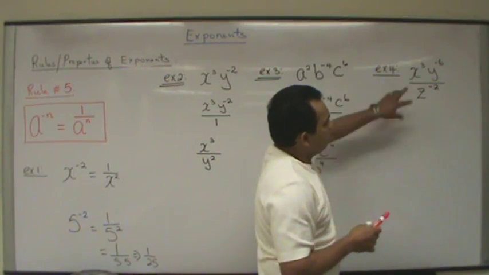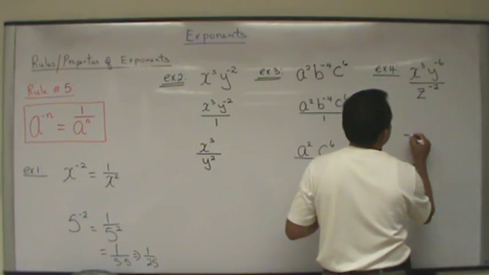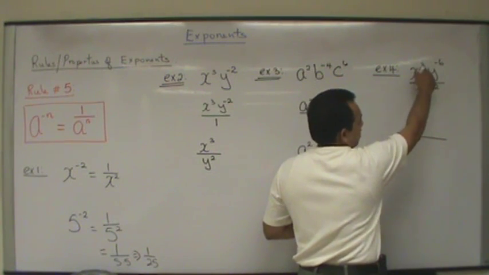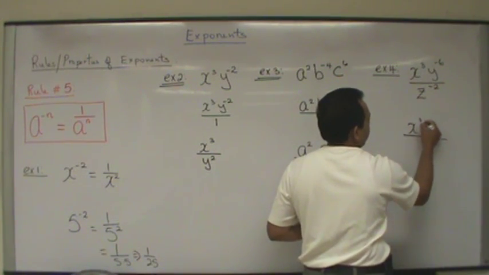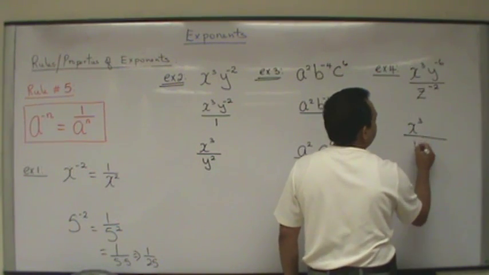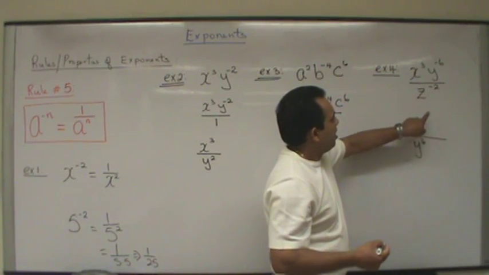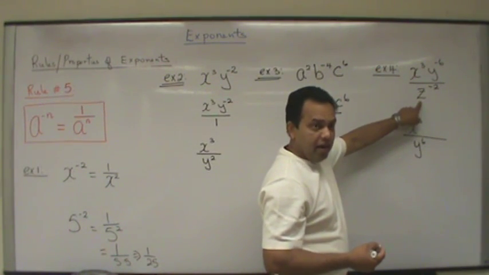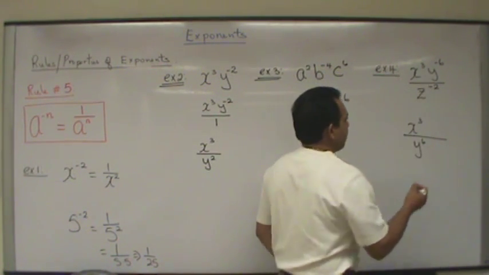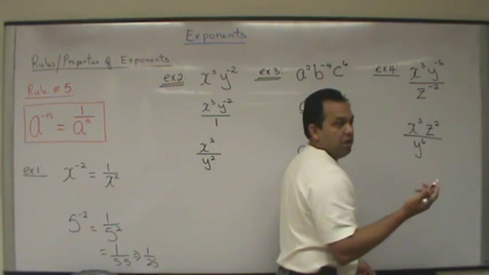Well, the bases are all different, so I can't do any simplification, but I could start moving things around. The x has a positive exponent of 3, so that stays where it is. The y has a negative exponent, so by bringing it to the denominator we'll make it positive because it was in the numerator. The z is negative in the denominator, so moving it to the numerator will make it positive. So I have z to the second power. And that's my final answer.